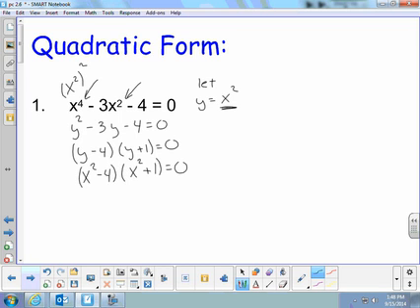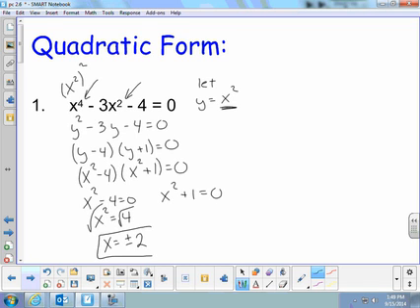Let's take each one of those and set them equal to 0. Add 4, take the square root. Don't forget your plus or minus. Get plus or minus 2. Subtract 1. Take the square root. And you get two imaginary numbers here, positive i and negative i.